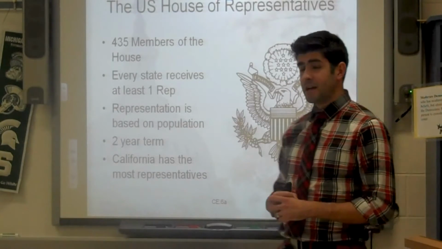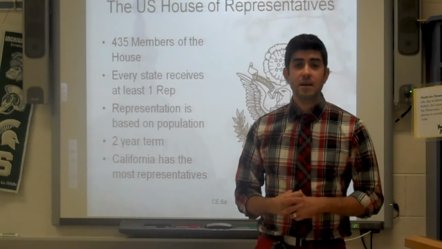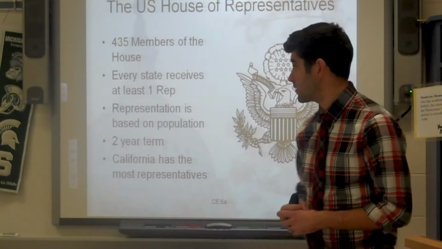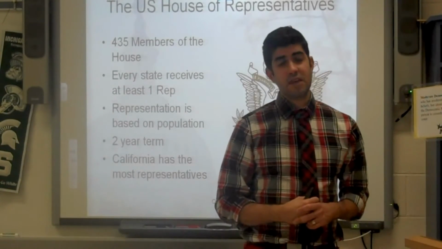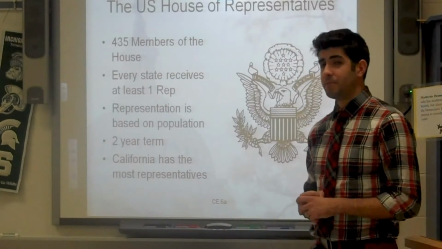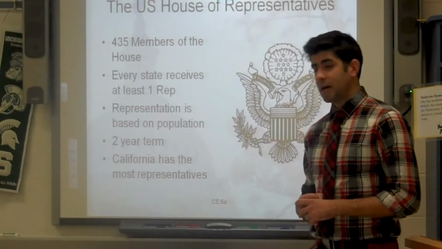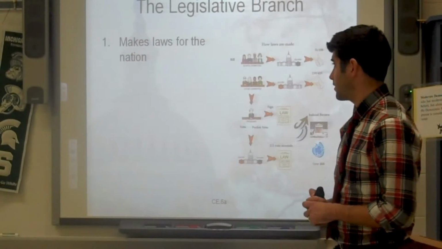The U.S. House of Representatives is based off of what we call the Virginia Plan, the idea that representation in our government should be based off of a state's population. There are 435 members of the House. Every state receives at least 1 representative. Representation is based off population. Every member of the House serves a 2-year term. California has the most representatives because it is the most populous state.